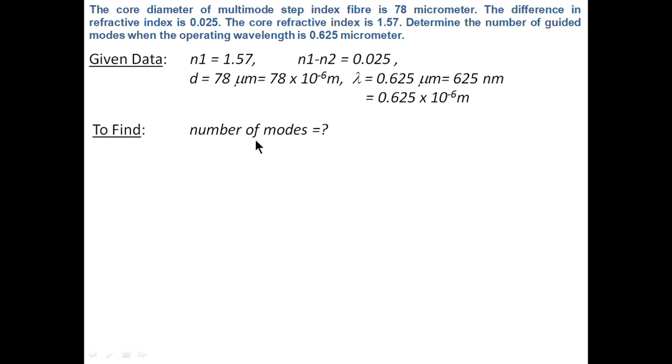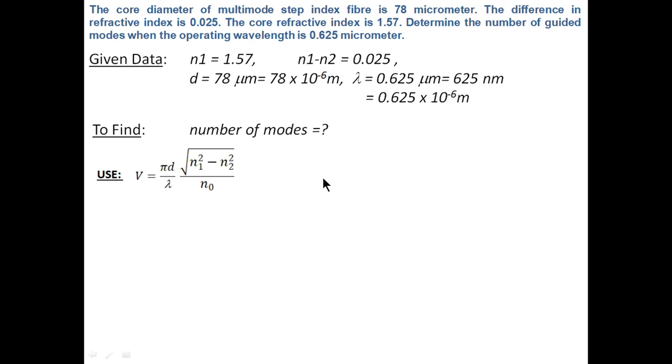Number of modes and V number are related. So V square by 2 approximately is the number of modes. So let's go ahead and calculate the V number. Use the V number formula. V is equal to pi times D divided by lambda, times root of N1 square minus N2 square, divided by N0. Here N0 is not known, right? N1 is known, N2 is not known, the rest of them, D and lambda, are known.